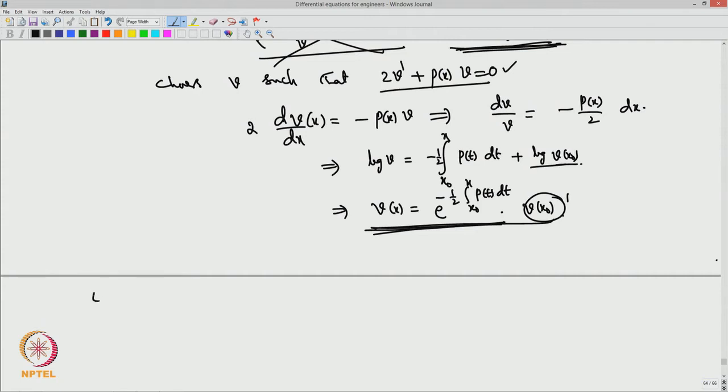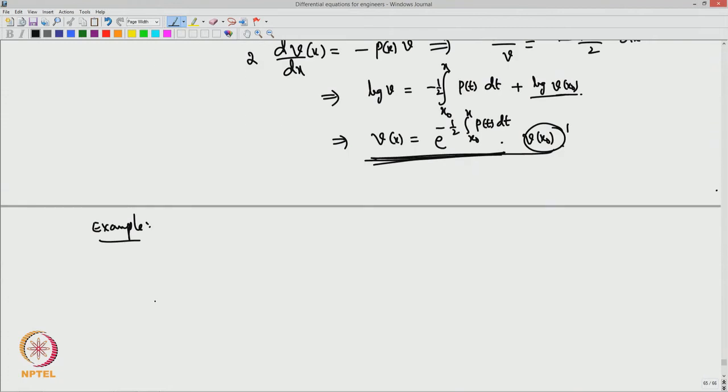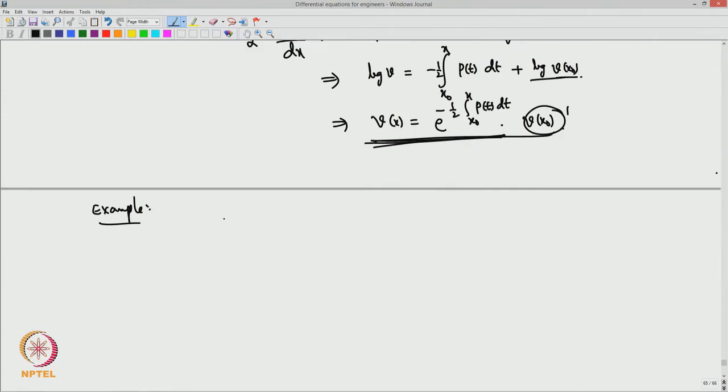Let me solve an example. Some equations you can always solve by using this technique. So if you want to solve 4x^2 y'' plus 4x y' plus (16x^2 minus 1) y equals 0, this is your equation.